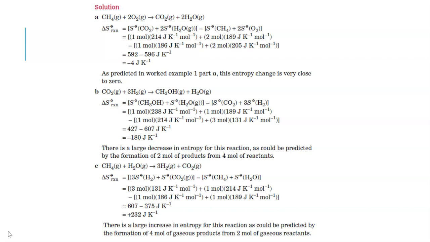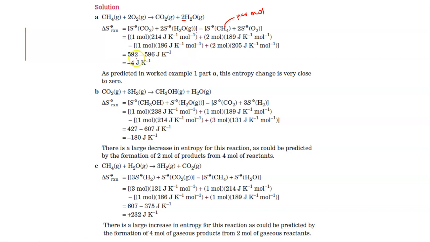Okay, here are the solutions for each of these, remembering that these are based off an older table, so some of these values may vary from the ones that you got from your data booklet. But what we're going to do is take our products, the entropy of carbon dioxide, plus 2 times the entropy of water, and we're going to minus the entropy of methane minus 2 times the entropy of oxygen. So remembering that these values are per mole, so if we have more than 1 mole in the equation, the coefficient is more than 1, we need to multiply that value by the molar coefficient.